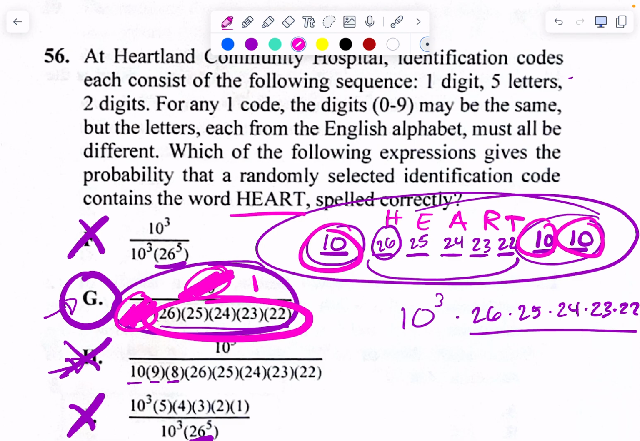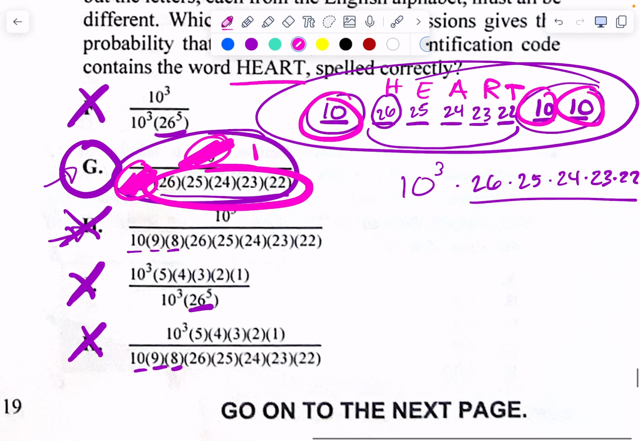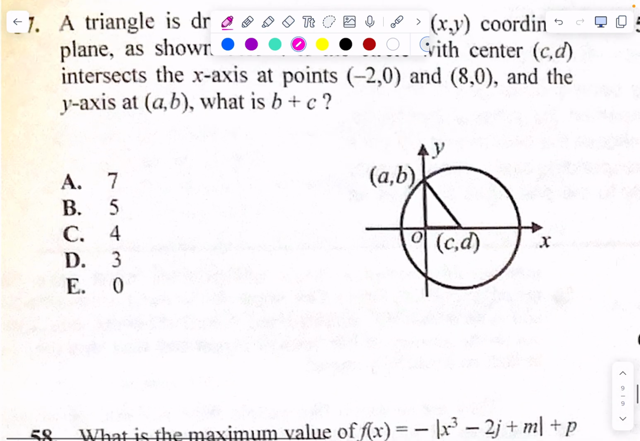Whatever. But I did that by process of elimination. I know that it has to have those pieces in there. Okay, let's go to the next one.